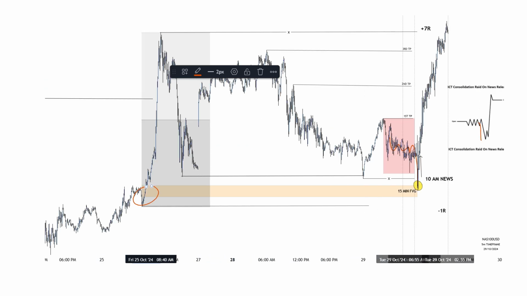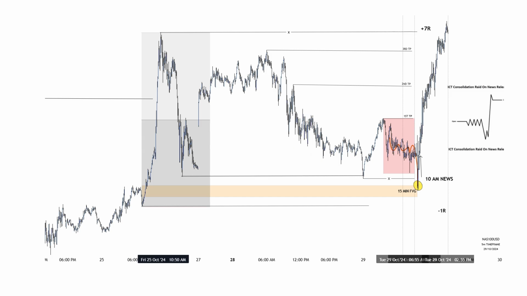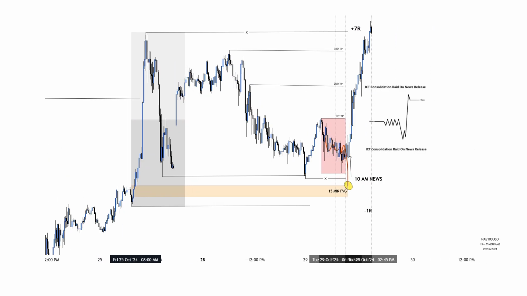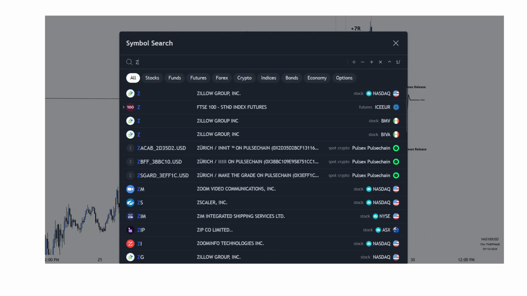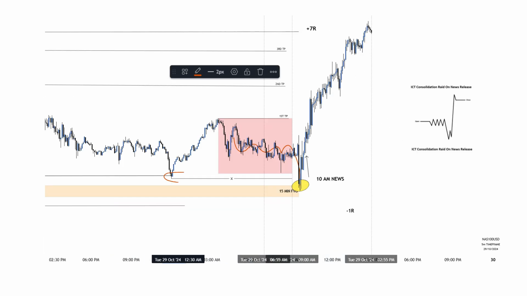This is a 15-minute order block. Let's zoom out on the 15 minutes so you guys can see this. And this pair, for anybody asking, is NASDAQ. So this is the trade right here, on the 15-minute time frames. This is also a 1 hour order block in a 15-minute fair value gap, plus we have liquidity right below it.